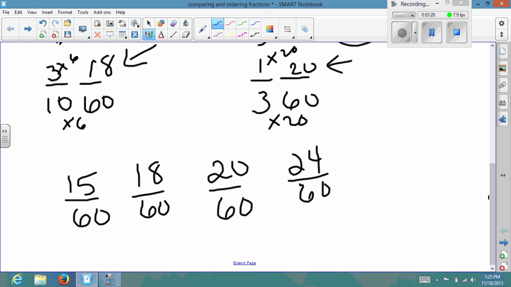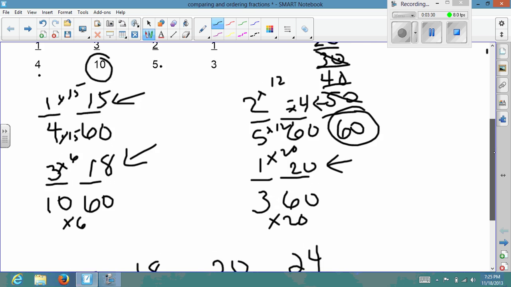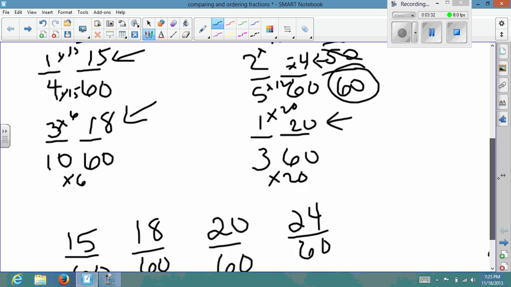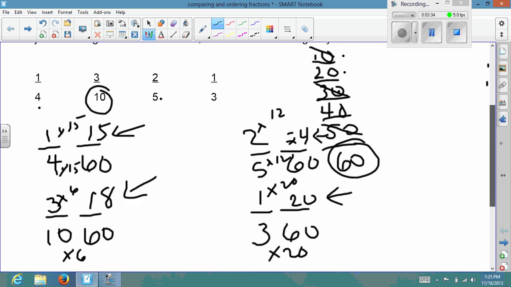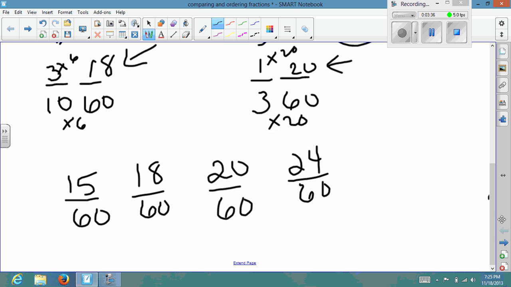So those are my fractions in order, but I know lots of times the test won't have those fractions, so I've got to go back to where I was. So this was 1/4. This was 3/10. This was 1/3. And finally, 2/5. So written from least to greatest, 1/4, 3/10, 1/3, and 2/5.